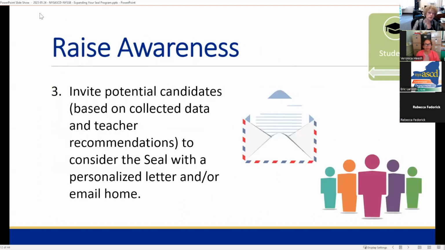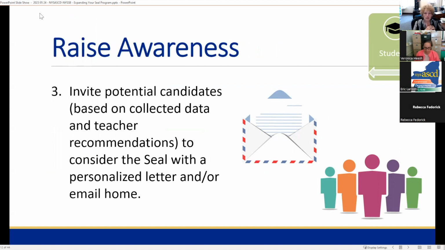But I found that the most powerful way of getting students to apply for the seal is to actually invite them. And so we talk about this idea of being given an invitation to come to a party versus being invited to dance. And being actually invited into the process is a much more powerful thing.